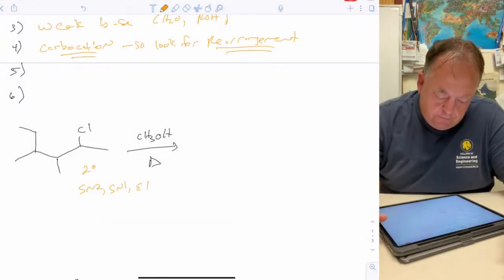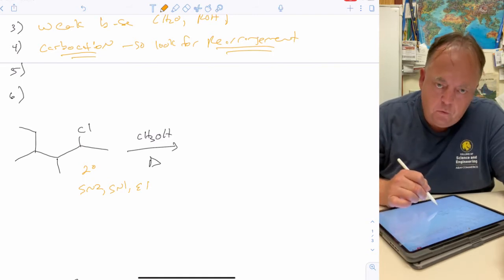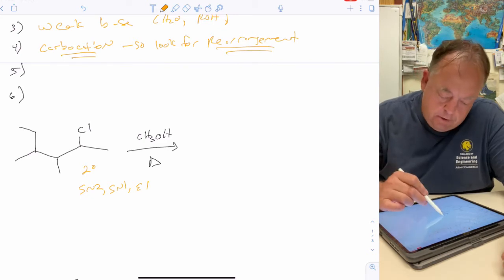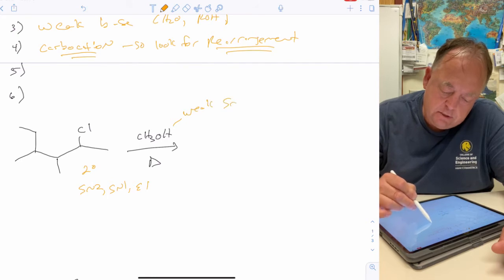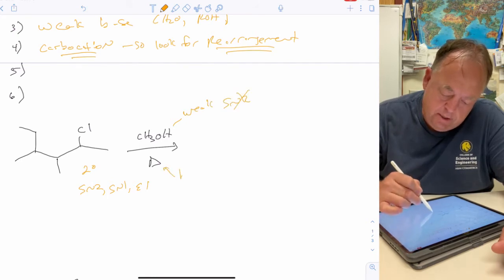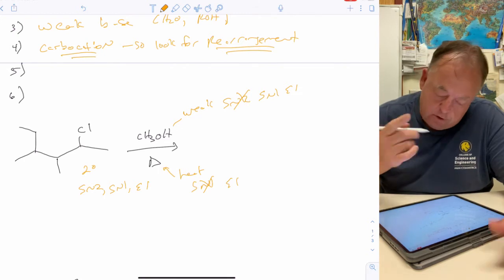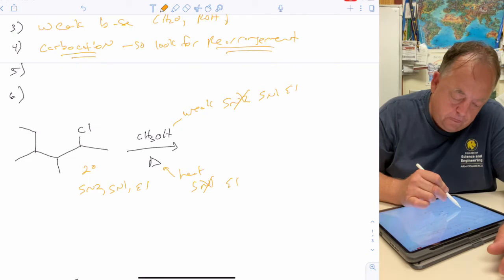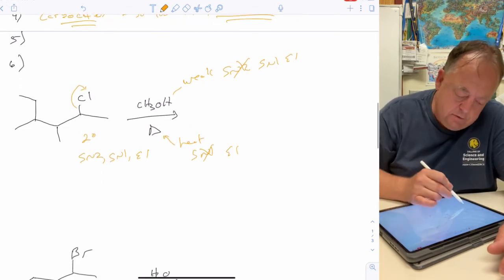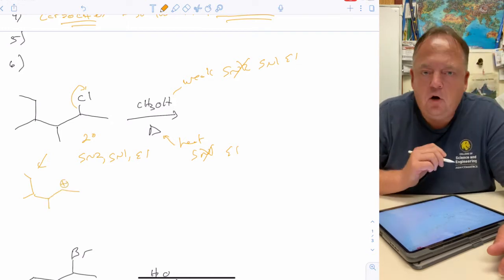So again, this is a secondary, so SN2, SN1, and E1 are all okay. And in terms of the nucleophile base, this is weak. So that's going to eliminate SN2, and heat is going to eliminate SN1. So the only thing left is E1, so this is going to do an E1 reaction. So if we step through the mechanism, first thing that happens is the chlorine leaves. And you would make that carbocation.